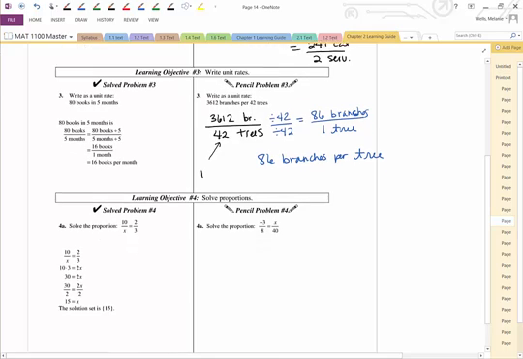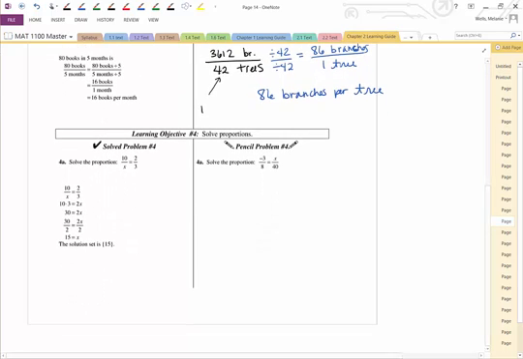Okay. Now for A, we're going to solve a proportion, and we have a rule with proportions that if we are starting with A over B is equal to C over D, I can cross multiply. So A times D would equal B times C. It doesn't matter the order that you do it in. You could have BC equals AD, you could have CB equals DA. Since multiplication is commutative, we just want to cross multiply.